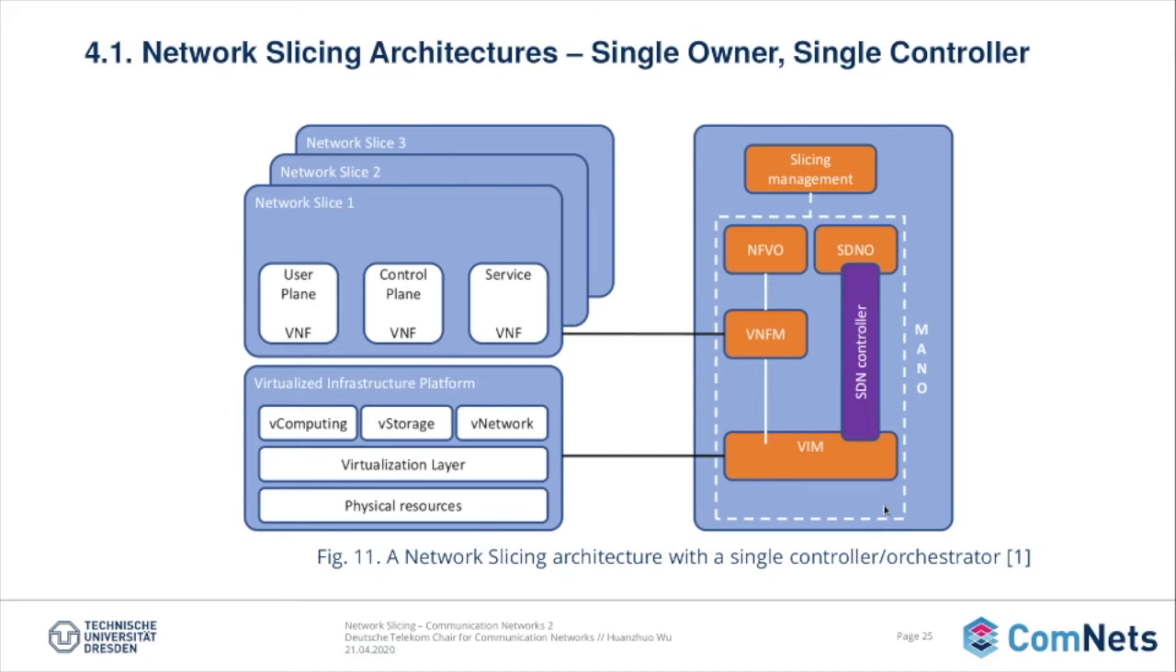Next, I'm going to introduce 3 typical architectures to implement the overall architecture. Each of them provides advantages and disadvantages. They are briefly reviewed in the next slides. So the first one, we call it single owner, single controller. So obviously, it's a network slicing architecture with a single controller or orchestrator.